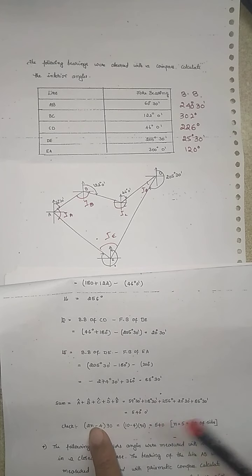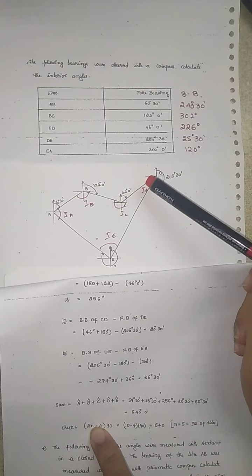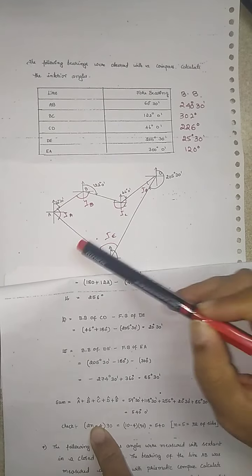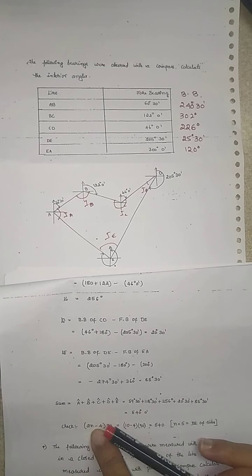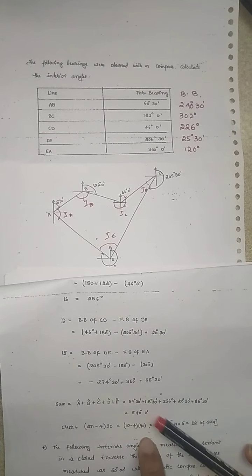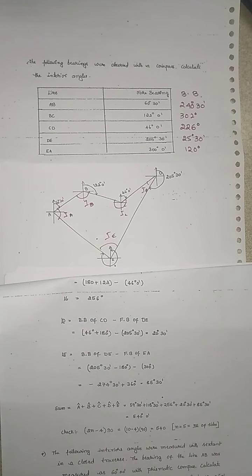Now what is this n? n is nothing but the number of sides. How many sides are you having? 1, 2, 3, 4, 5. These are the sides. 5 sides. 2n, that is 2 into 5, that is 10, minus 4, into 90. So it is coming up to 540. So all these sums should be equal to each other.